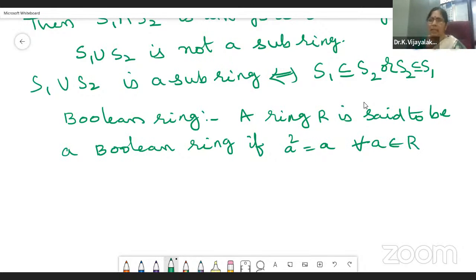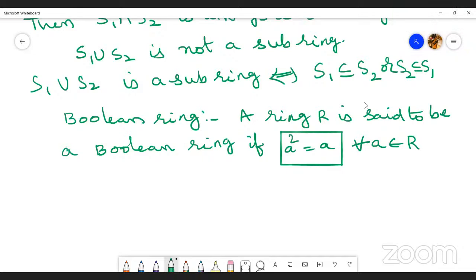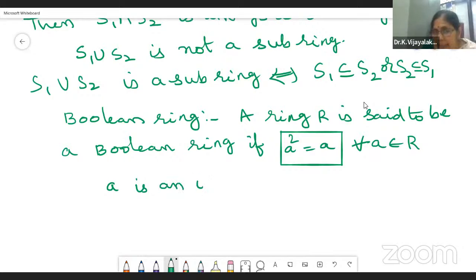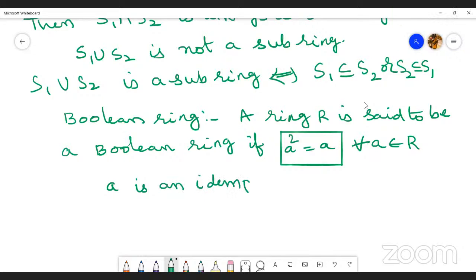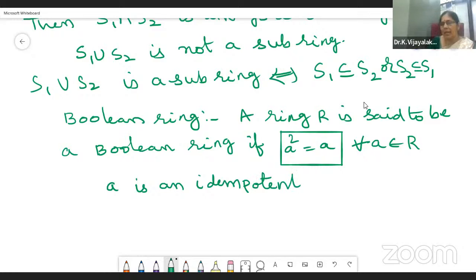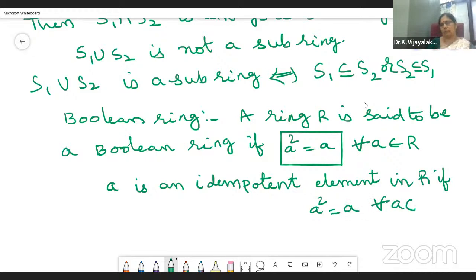Students, can you tell the special name if a square equals a? Anybody knows? What do you mean by a square is a? An idempotent element. Yes, we say that a is an idempotent element in R if a square equals a.